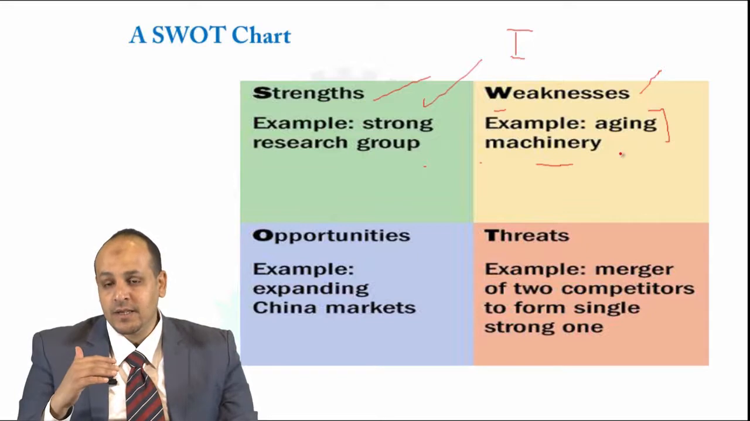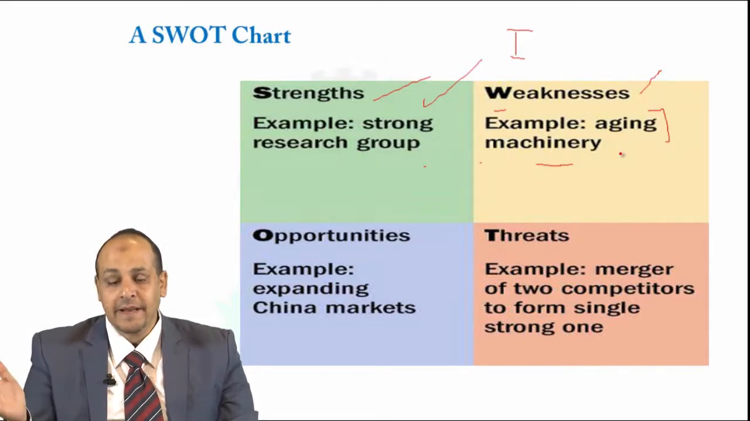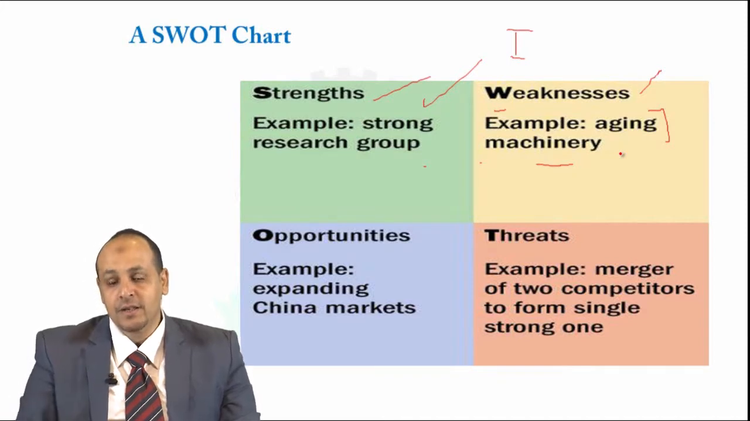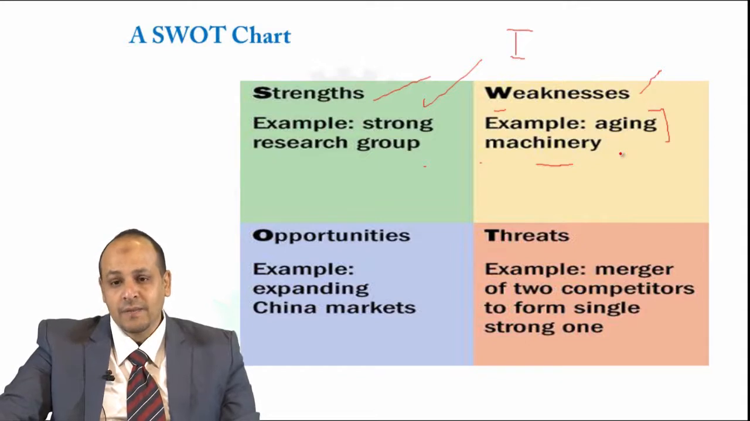Such weaknesses are quite dangerous to the strategy, so we have to eliminate them, maybe by replacing machinery, fixing the machines, or buying some new technology which can fix this problem. Then we talk about the opportunities and the threats.